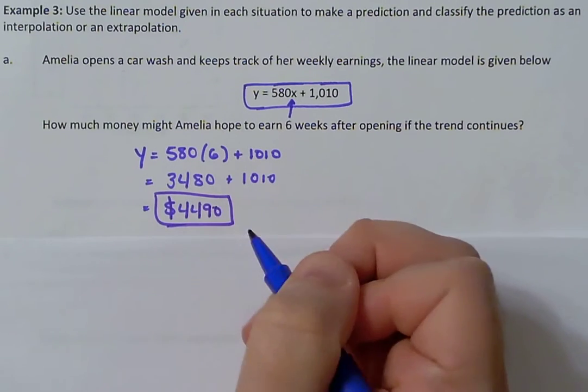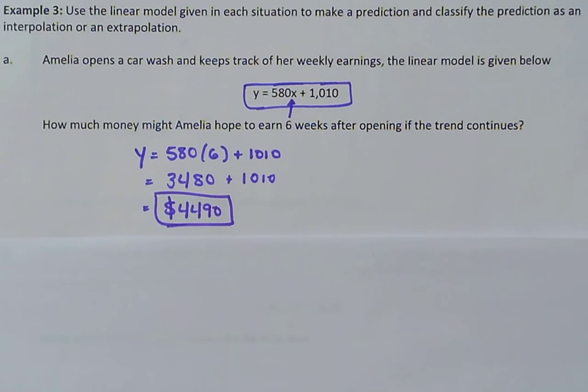as our answer. So, how much money might Amelia hope to earn after 6 weeks if the trend continues? She should hope to earn $4,490 6 weeks after opening the car wash. And that is how we go through new example 3.